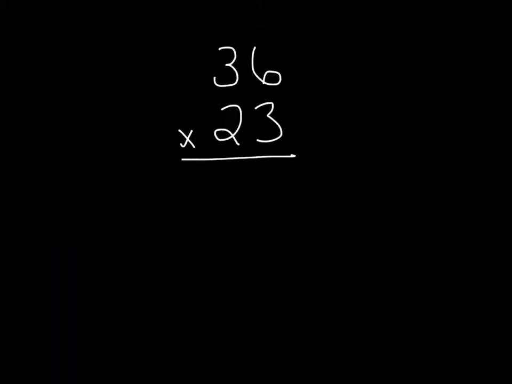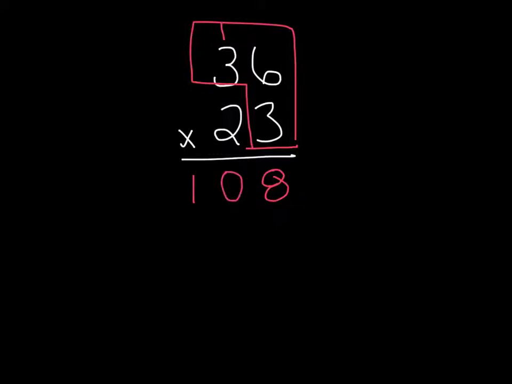So this is the recap of what we just learned. To multiply a two-digit number by another two-digit number, first we started with the ones place value and multiply it by the top number. In this case, 3 times 36. 3 times 6 is going to give us 18. We're going to carry our 1. And 3 times 3 is 9, plus that 1 is going to give us 10.